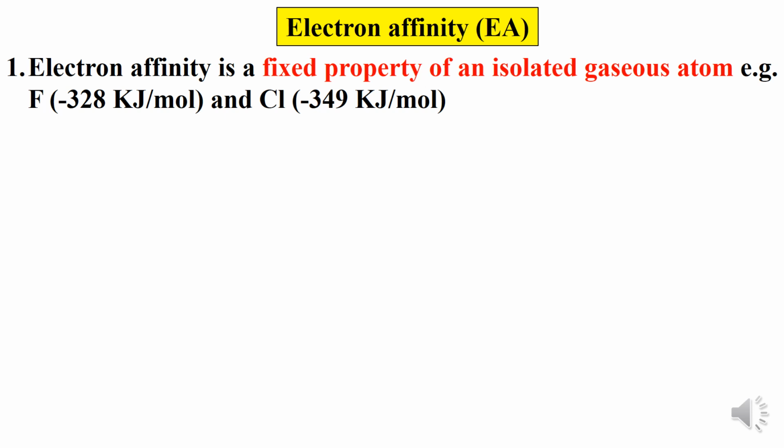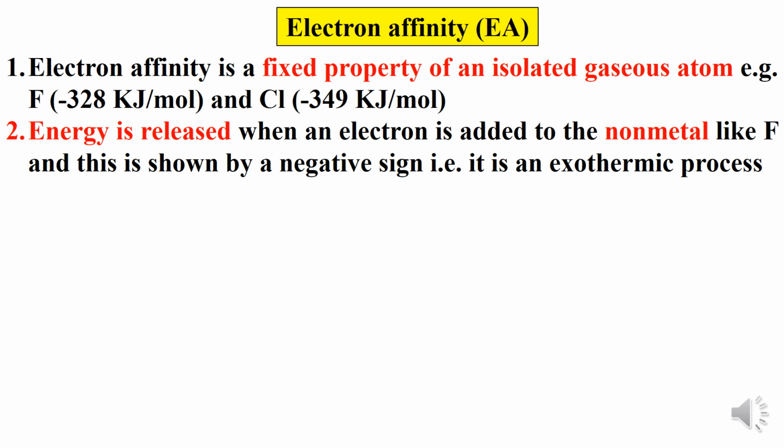Now electron affinity is a fixed property of an isolated gaseous atom. For example, fluorine has an electron affinity value of minus 328 kilojoules per mole, and chlorine has a value of minus 349 kilojoules per mole. So these values are fixed. When the fluorine atom accepts an electron, it releases a fixed amount of energy, that is minus 328 kilojoules per mole. And when the chlorine atom accepts an electron, it releases a fixed amount of energy, that is minus 349 kilojoules per mole. So electron affinity is a fixed property of an isolated gaseous atom.